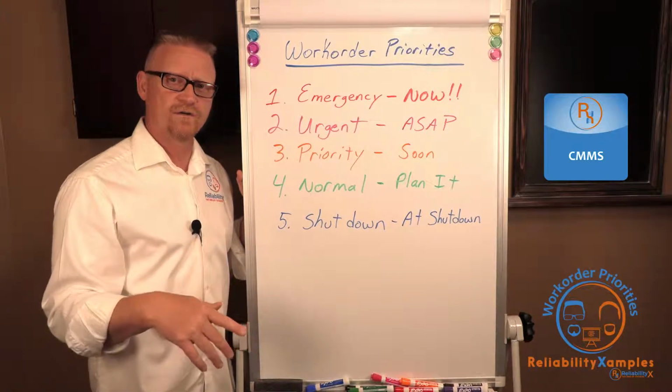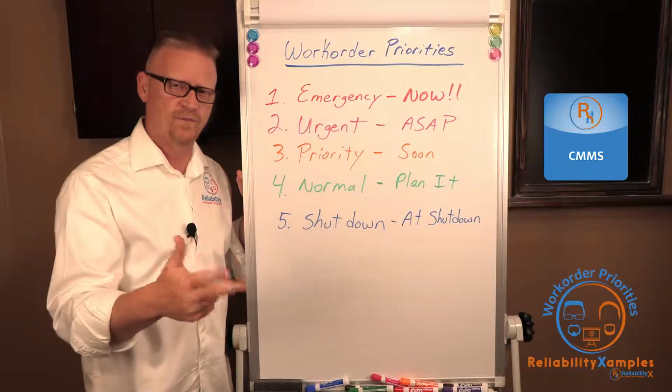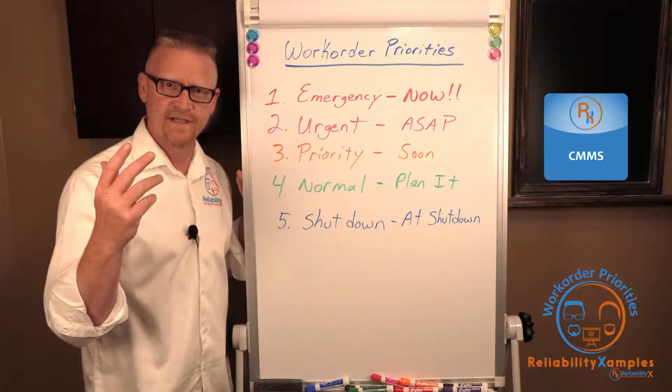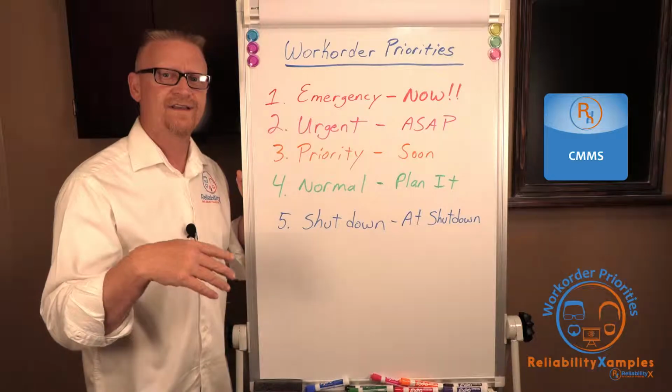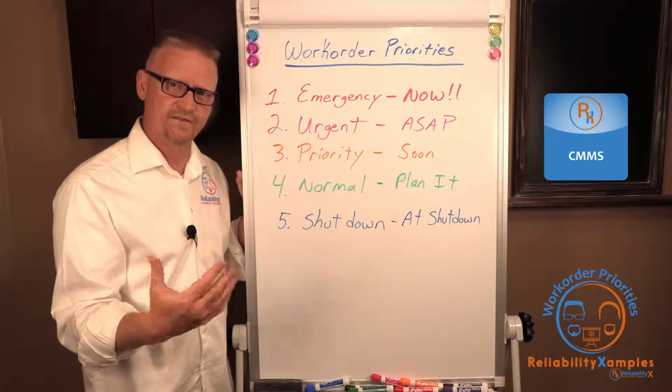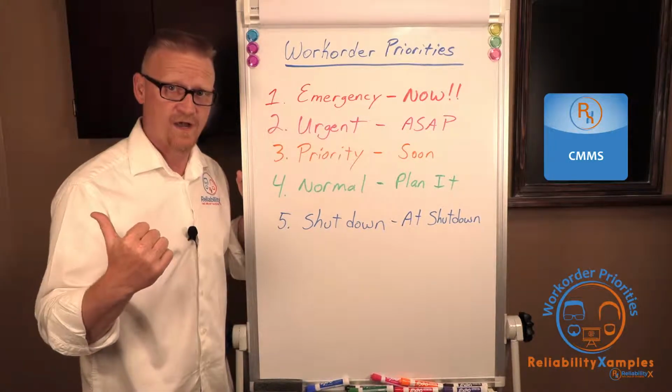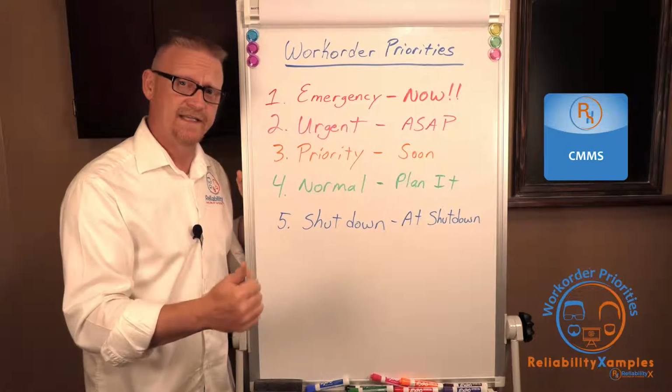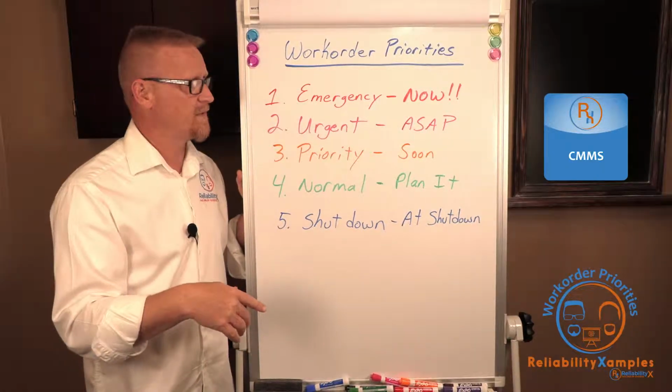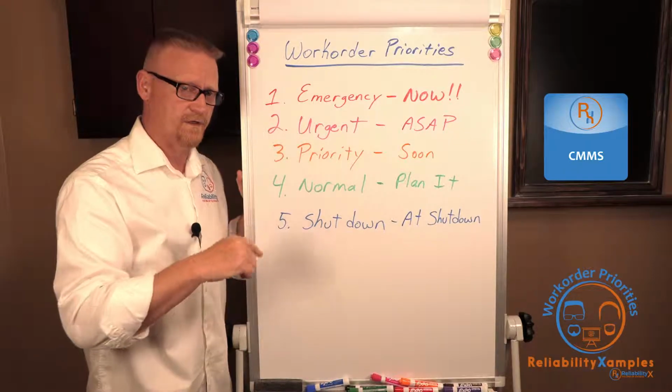An emergency work order is fire, flood, loss of company property, damage to the property, immediate loss of production, something that you have to stop in the middle of a job and go respond. If you have to stop immediately and respond or send someone to respond, that's an emergency work order.